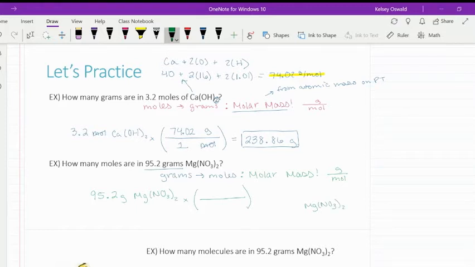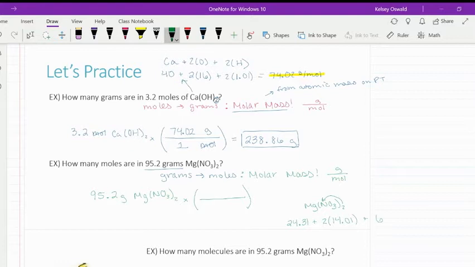In order to do that, we're going to add up the individual atomic masses of each element. So if I look on the periodic table, magnesium is going to have a molar mass of 24.31. I have 2 nitrogens because remember, I have 2 NO3s. So I'd have to take my molar mass of nitrogen times 2. Nitrogen is going to have a molar mass of 14.01.